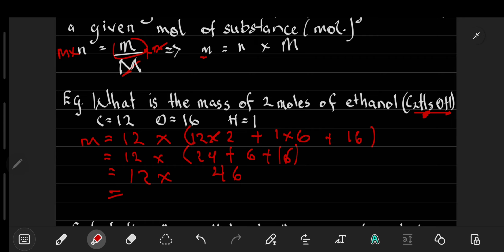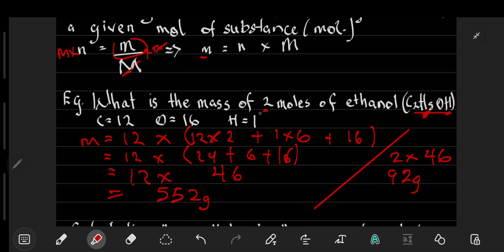46 times 12 is going to give us 552. But in the question, I realized we were supposed to find 2 moles, so instead of 12 we are supposed to have 2 times 46, and that is going to give us 92. So that is 92 grams. This is 552 grams.